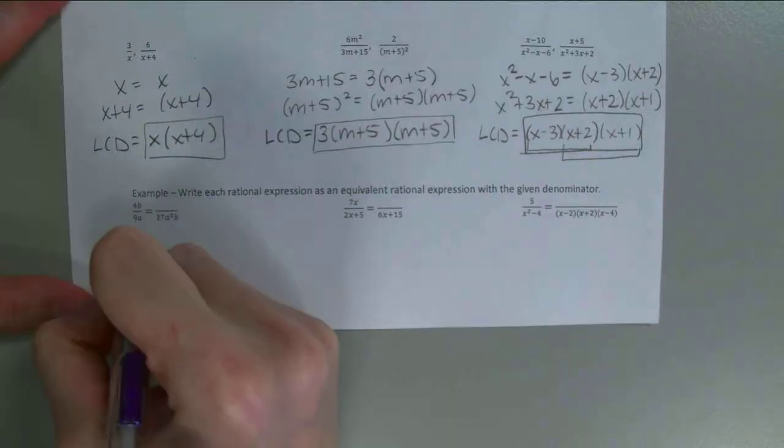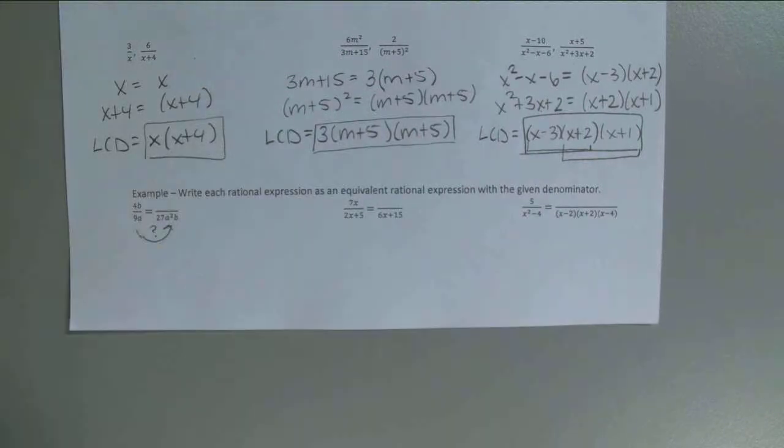So the question is, how did I go from 9a to 27a squared b? Well, let's focus on the number. 9 times what gets you to 27? 3. So we multiplied the bottom by 3, which means we've got to make sure we multiply the top by 3. We don't want to change what we're doing. And I'll show you how we do it.